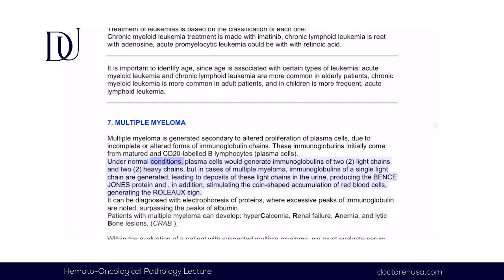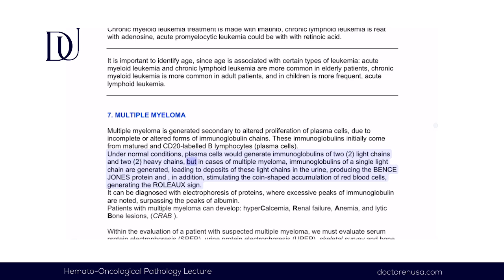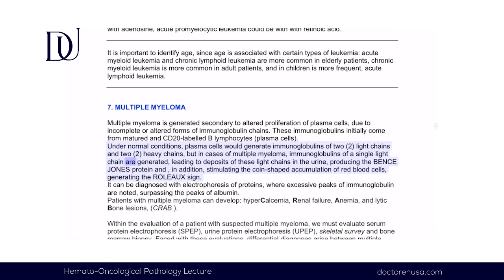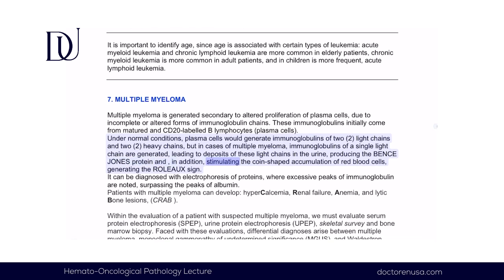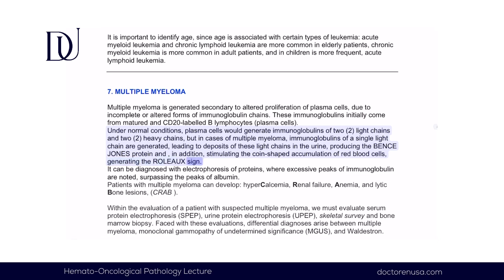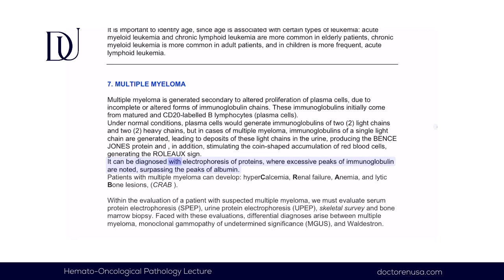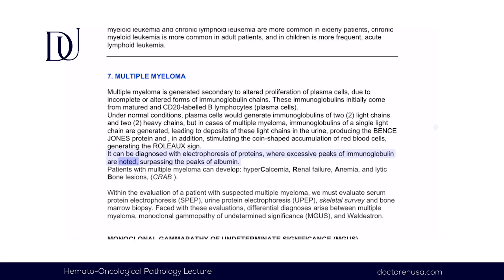Under normal conditions, plasma cells would generate immunoglobulins of 2 light chains and 2 heavy chains, but in cases of multiple myeloma, immunoglobulins of a single light chain are generated, leading to deposits of these light chains in the urine, producing the Bence-Jones protein and, in addition, stimulating the coin-shaped accumulation of red blood cells, generating the rouleaux sign. It can be diagnosed with electrophoresis of proteins, where excessive peaks of immunoglobulin are noted, surpassing the peaks of albumin.